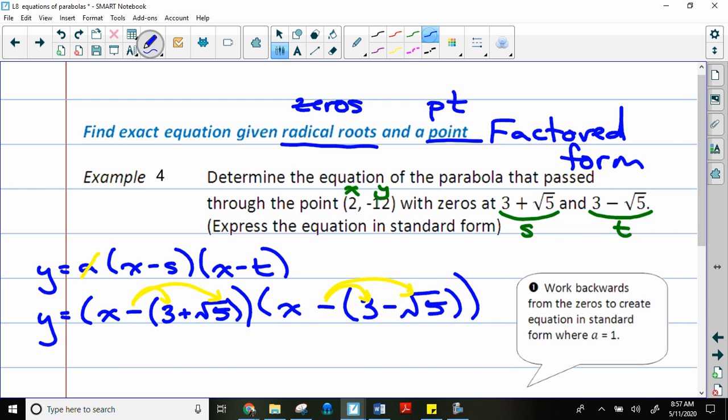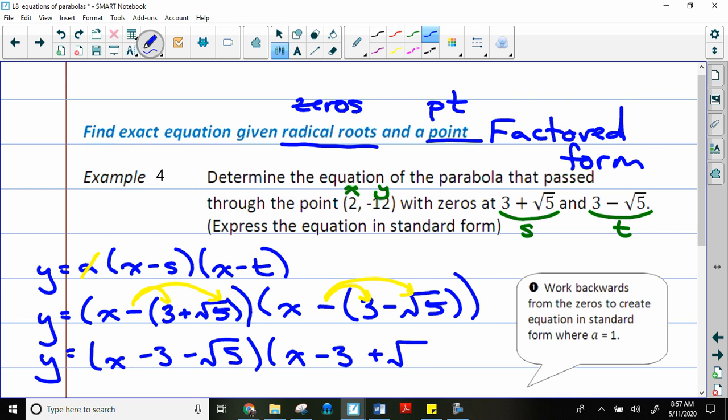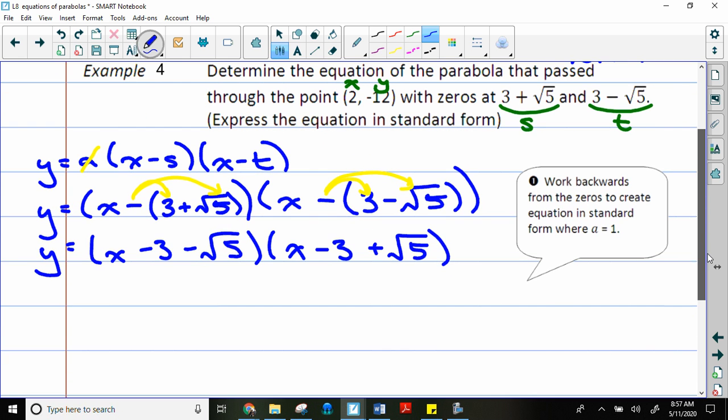So we get (x minus 3 minus root 5)(x minus 3 plus root 5). Okay, so that looks ridiculous. We've never seen anything like that before. That's okay, we're on the right track. Now what we want to do is force this equation into standard form if we can, because I don't know how to work with all of this plus or minus roots business. We're not going to get exact answers.